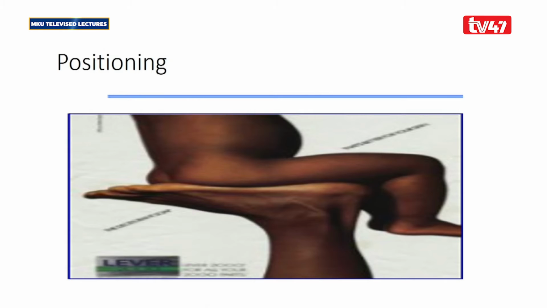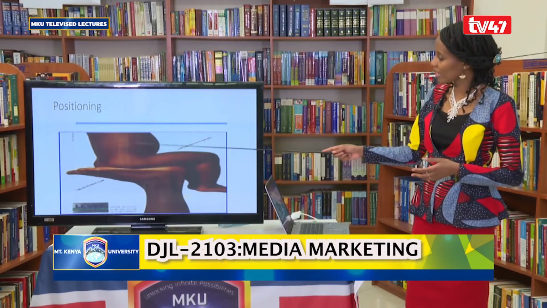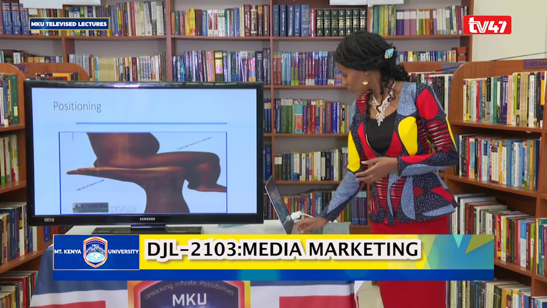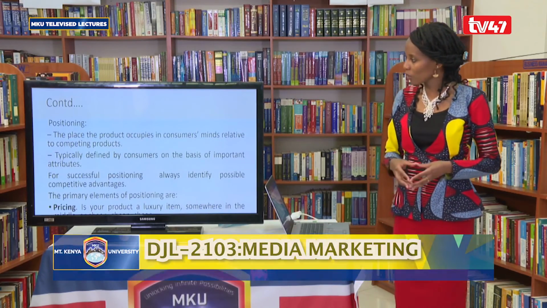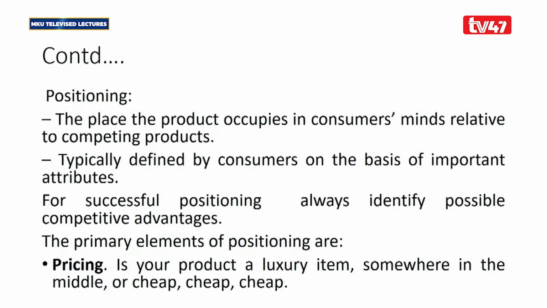Now to proceed, there is positioning. We'll try to define positioning, and this is just a photo of a baby that has been positioned. We can see that the kid is just positioned on a foot. And this is just what positioning means. It is the place the product tends to occupy in the customer's mind relative to the competitor's products. There is a place a given product occupies in our mind compared to the competitors.